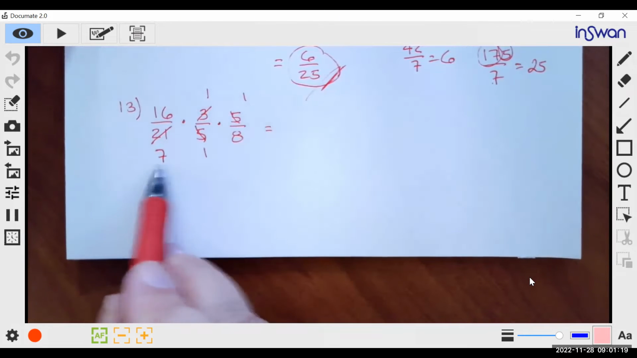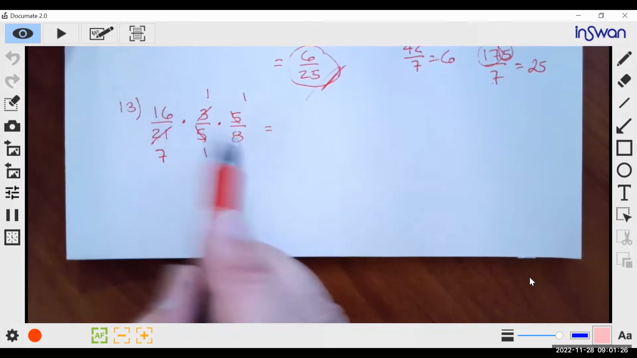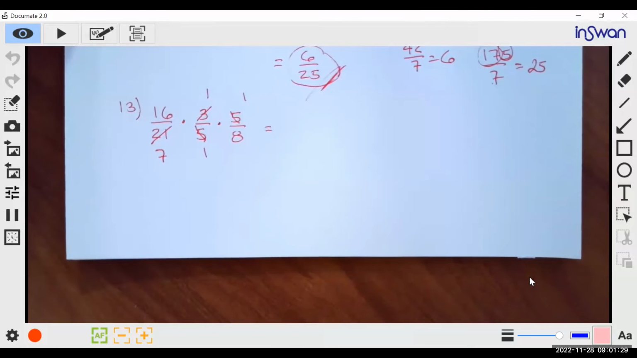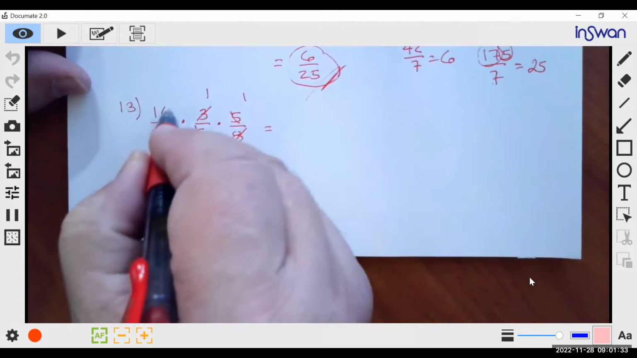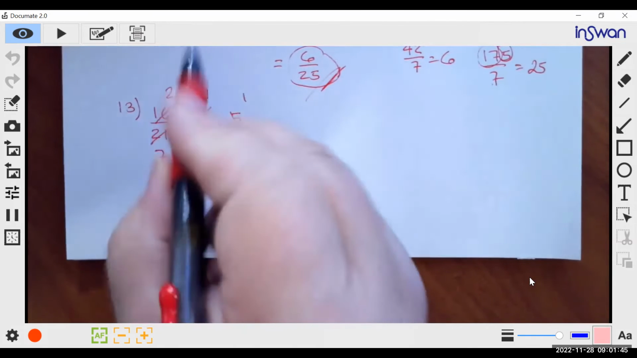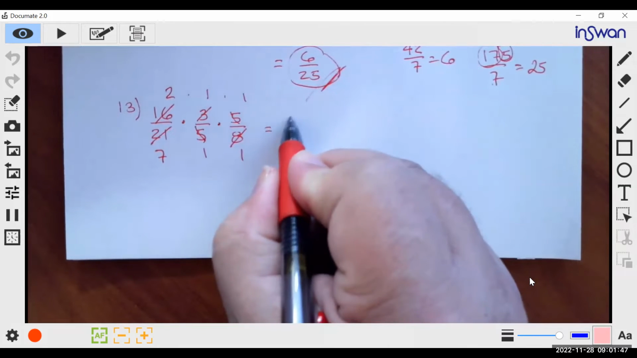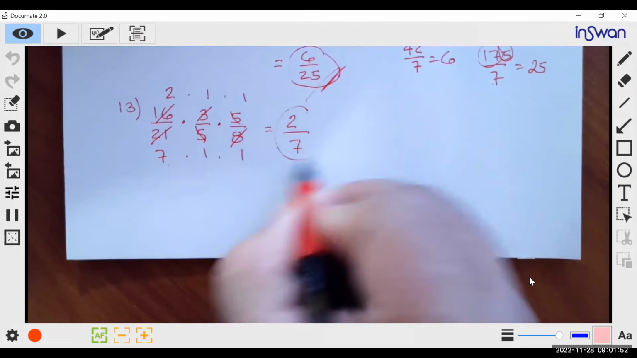Anything on top can cancel with anything on the bottom. What about 16 and 8? 8 goes into 8 once. 8 goes into 16 twice. Nothing else cancels, so multiply. 2 times 1 times 1 is 2. 7 times 1 times 1 is 7. So your answer is 2 over 7.